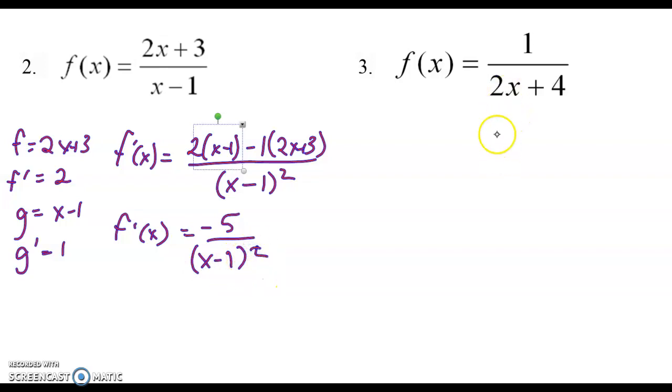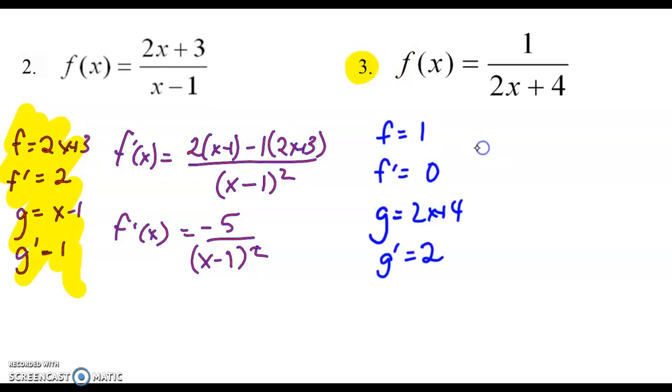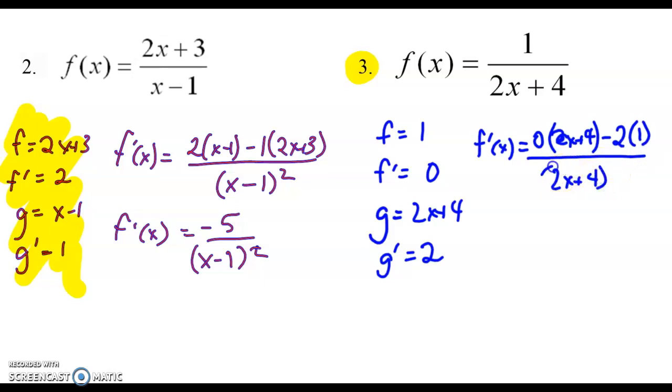Okay, similarly, I would like you to pause the video and write out these definitions for number 3. Okay, go ahead. So then when we find f prime of x, we've got the derivative of f times g, that'll equal 0. Subtract the derivative of g times f, all over g squared. 0 minus 2 will be minus 2 over here. Now there's a lot of 2's. It does look like something can be reduced. Let's take a look at that.